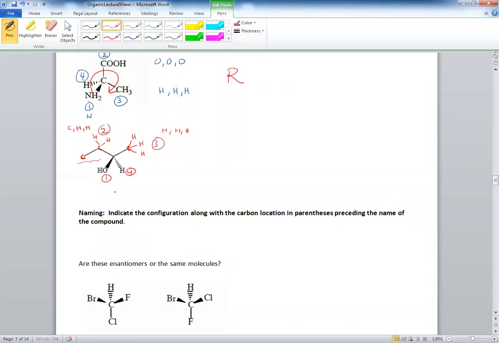Luckily 4 is not in the back, and we love it when it is in the back. So we go 1, 2, and 3. That's also an R configuration.